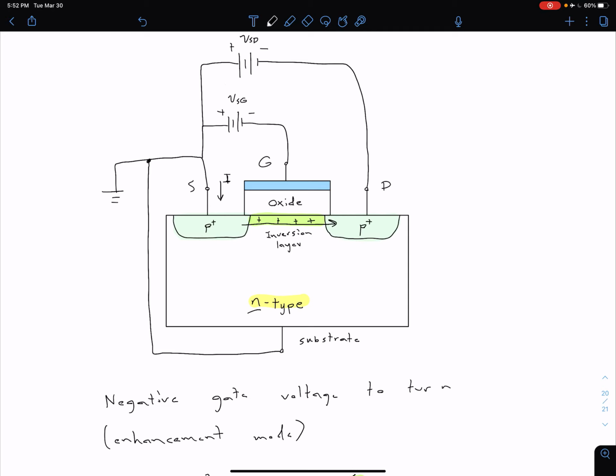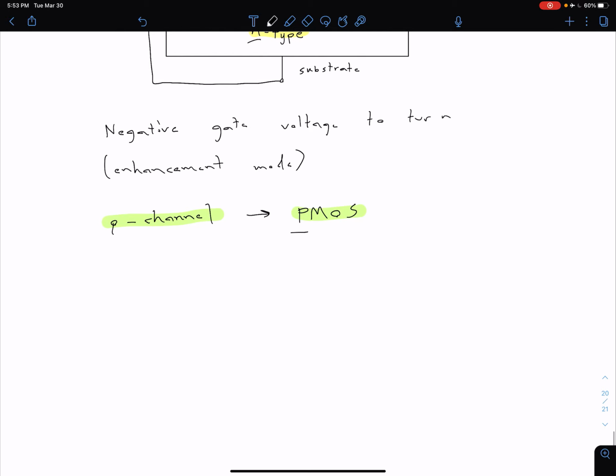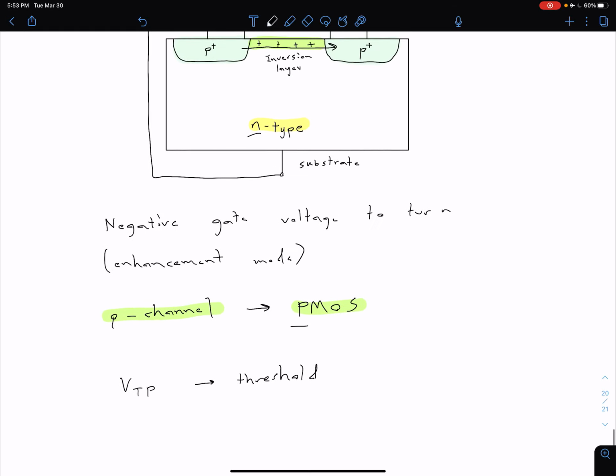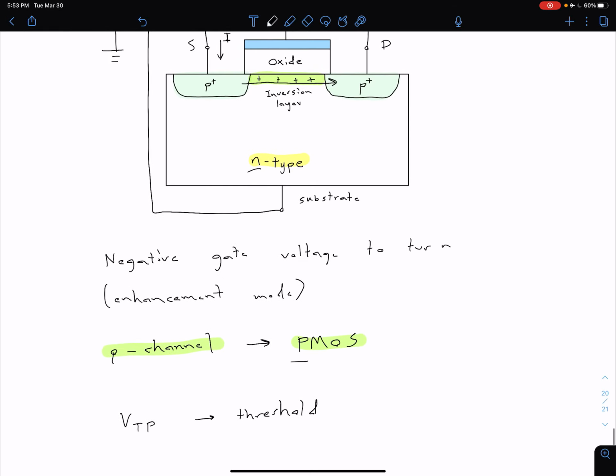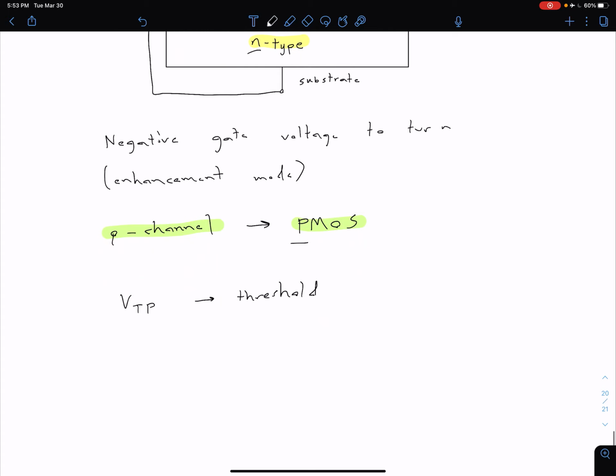In the textbook, just like with our P-type device, there is some threshold value of this source to gate voltage. In the textbook, the notation for that is VTP. So VTP is going to be our threshold voltage, and it has the same underlying definition that corresponds to the point where we have what we call strong inversion in this region of our channel. Again, we've already talked about how the current flow is opposite from our N-channel device, or our NMOS device.